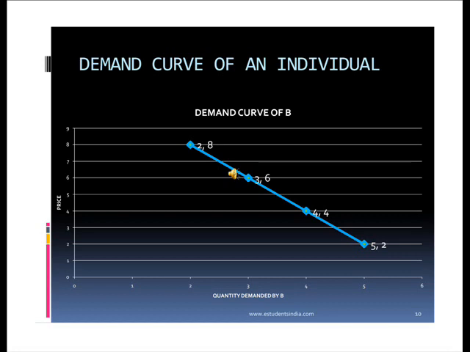The demand curve of an individual is given. Demand curve of B. The demand curve of the consumer B is shown.